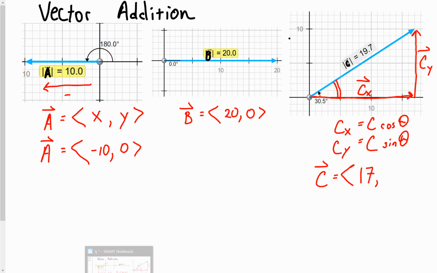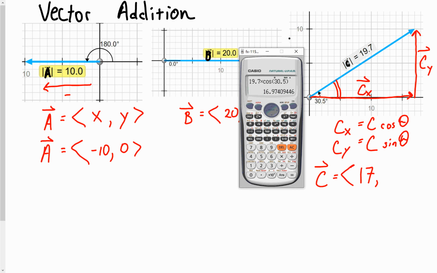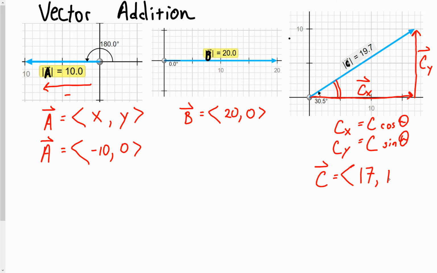Now, how much of it is actually directed up? Well, we can do the same thing. 19.7 times, I only have to do sine in this calculator. I don't know what I'm thinking. It's early, and I've had no coffee. 30.5, boom. And so that's 9.99. I think we can call that 10, and that's 10 that's going up.